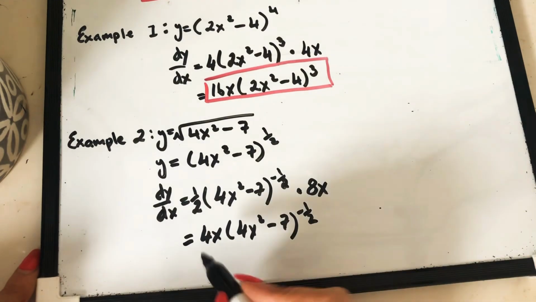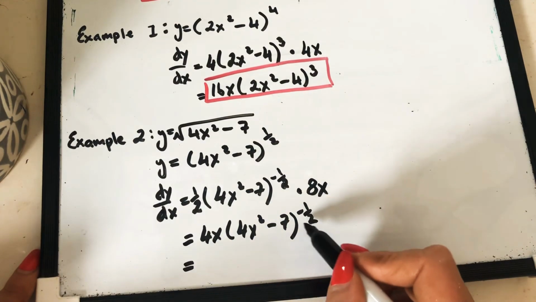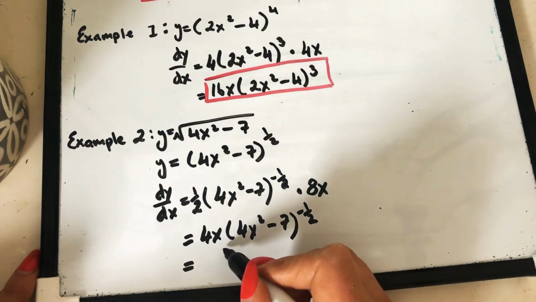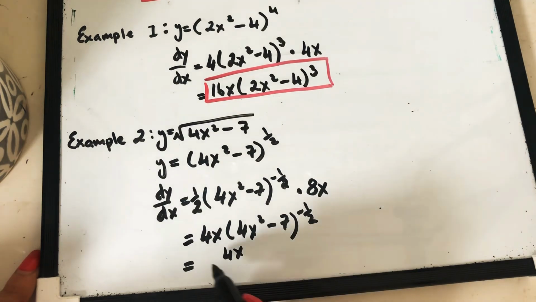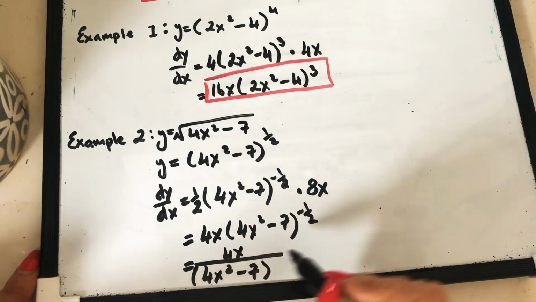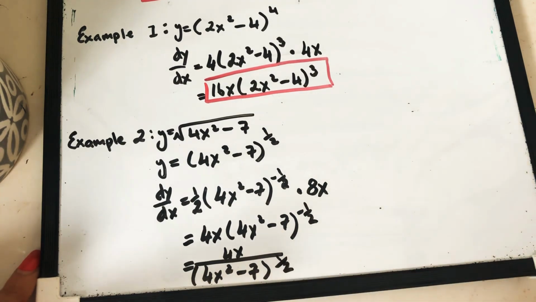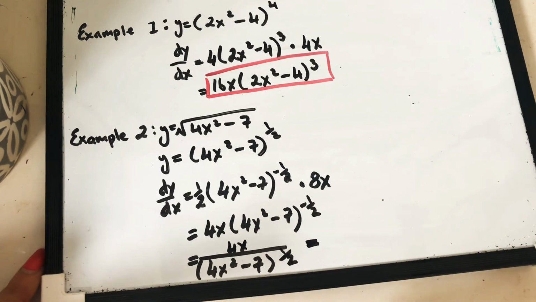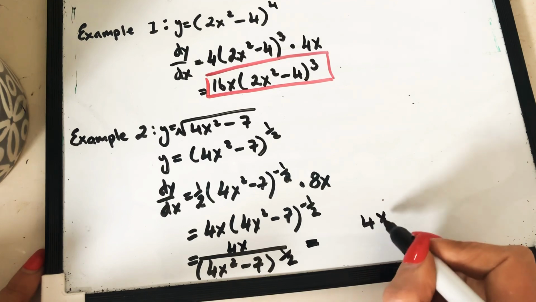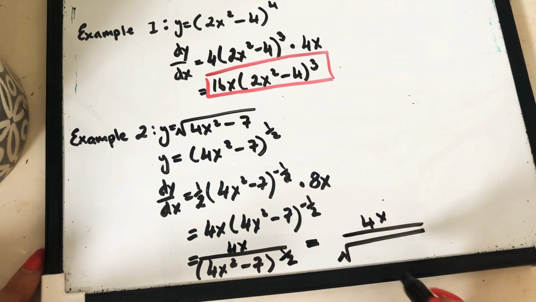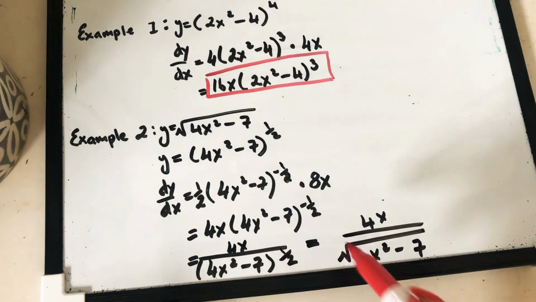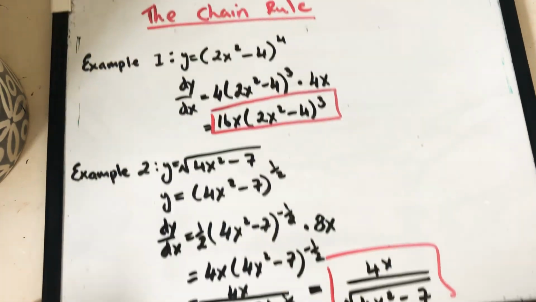And then to finish it off, well, we can see here that this is a negative power, which means all of this part goes under the line. So 4x on the top, and underneath the line we have our bracket. And don't forget, you change it to the positive power now. So there we go. And we know also that anything to the power of a half is the square root. So our final answer is 4x all divided by the square root of 4x squared minus 7. And there we have 2 examples done of the chain rule.